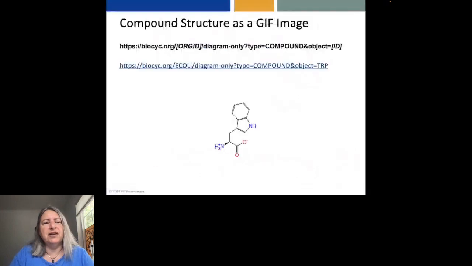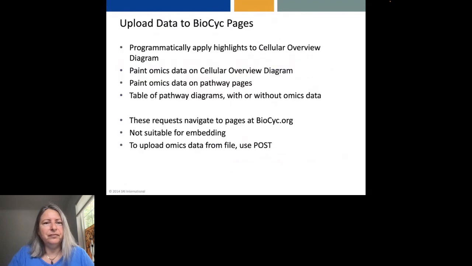The other visualization service we provide to download an image is to get a compound structure. There are lots of sources of compound structures on the internet, but here's one more, where there's no customization. You just need to specify the ID of the compound, and you get the structure. The other kinds of visualization services we have are not meant for embedding.